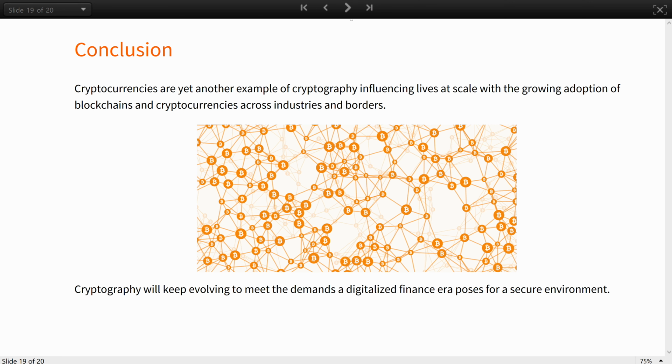Cryptocurrencies are yet another example of cryptography influencing lives at scale, with the growing adoption of blockchains and cryptocurrencies across industries and borders. Cryptography will keep evolving to meet the demands of the digital finance era for a secure environment.